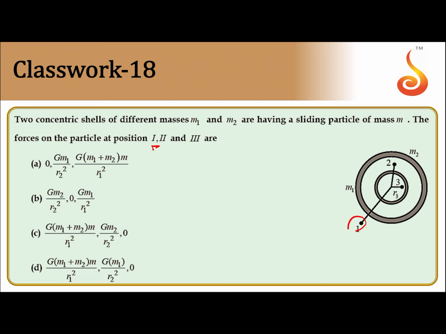So it must be G into m1 plus m2 into m divided by r1 square, G m1 m divided by r2 square, and of course the final force is 0. So D is our correct choice.